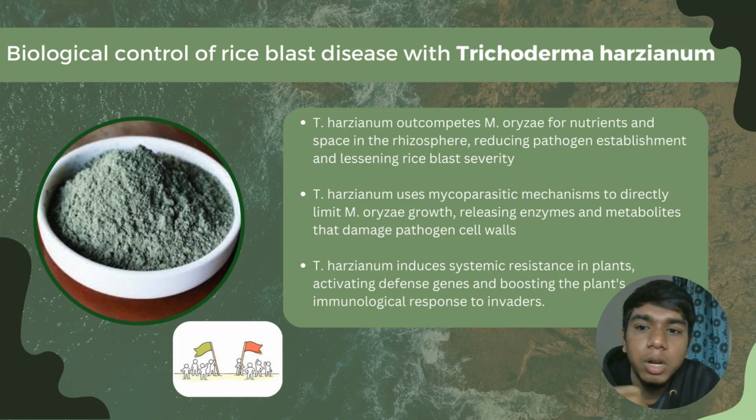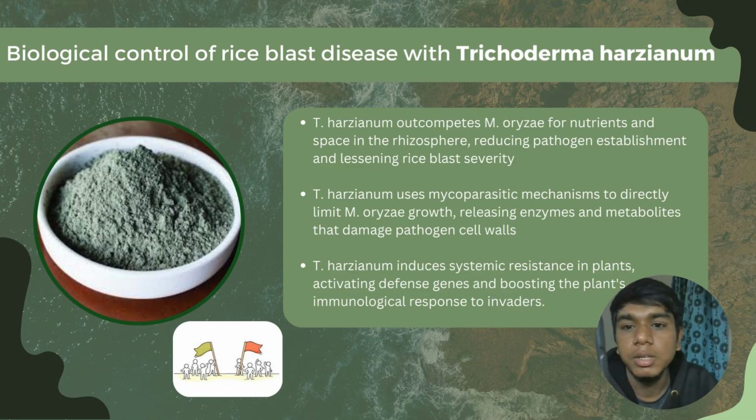Trichoderma harzianum can also act as a biological control for rice blast disease. It competes with Magnaporthe oryzae for nutrients and space in the rhizosphere. It uses a mycoparasitic mechanism, releasing enzymes and metabolites to limit the growth of Magnaporthe oryzae. It also boosts the plant's immunological response to invaders and activates the plant's defense genes.